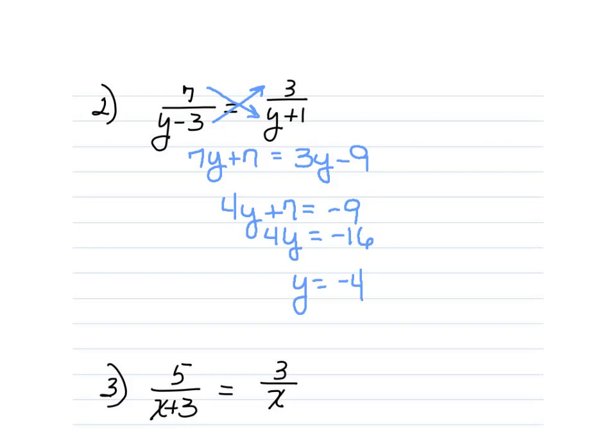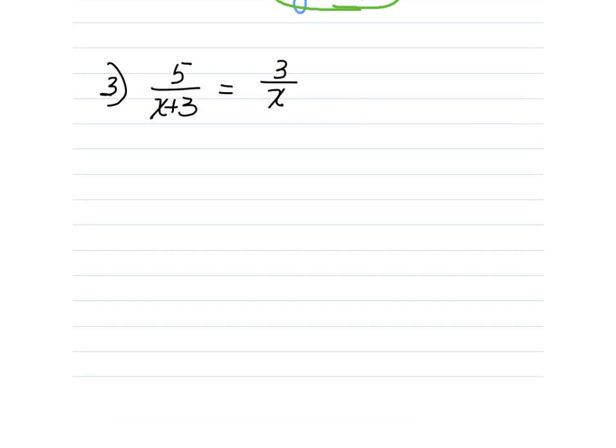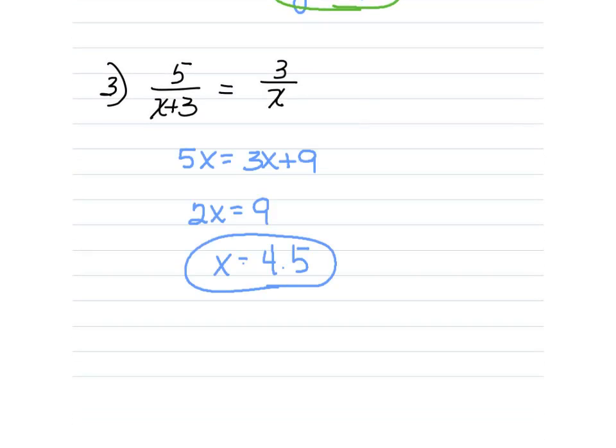And don't forget, please, to check to see if negative 4 may be an extraneous solution. Just go ahead in your mind and plug in negative 4 for y in each of the denominators to make sure that it doesn't make my denominator equal to 0. Try number 3 on your own. Pause the video now, come back and check your answer. Okay, the answer is x equals 4.5.